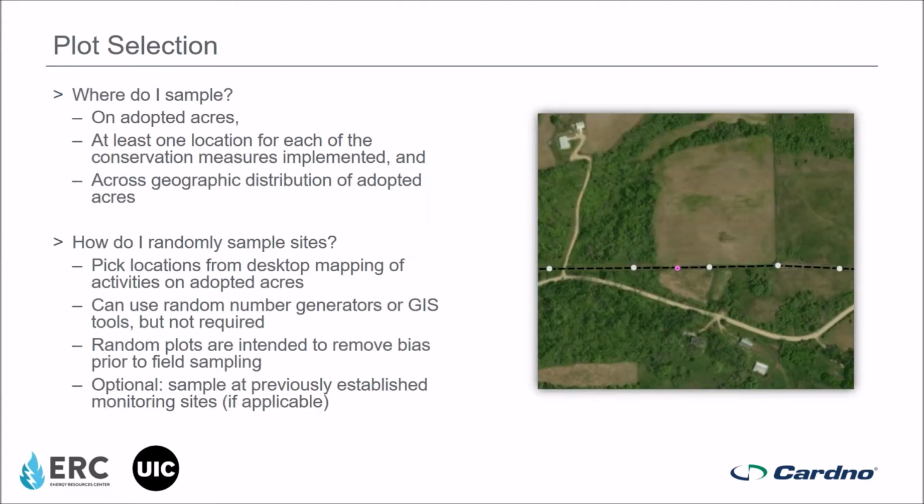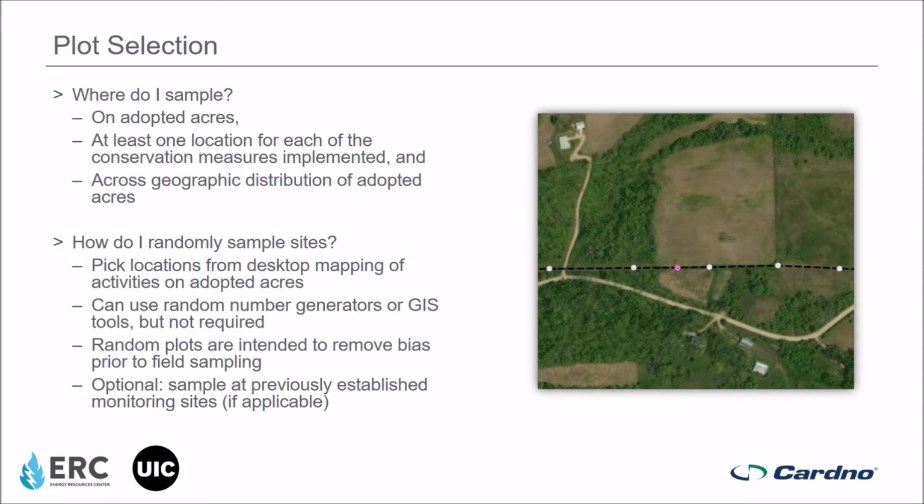So, okay, after that, if you want to think about where to sample, the CCAA outlines that sampling should be conducted on adopted acres in at least one location for each of the conservation measures implemented. So if you're implementing, let's say, targeted herbicide and conservation mowing and set-asides, we want at least one plot within each of those areas where those conservation measures have been implemented. And then last, we also want those plots located broadly across the geographic distribution of where your adopted acres occur.